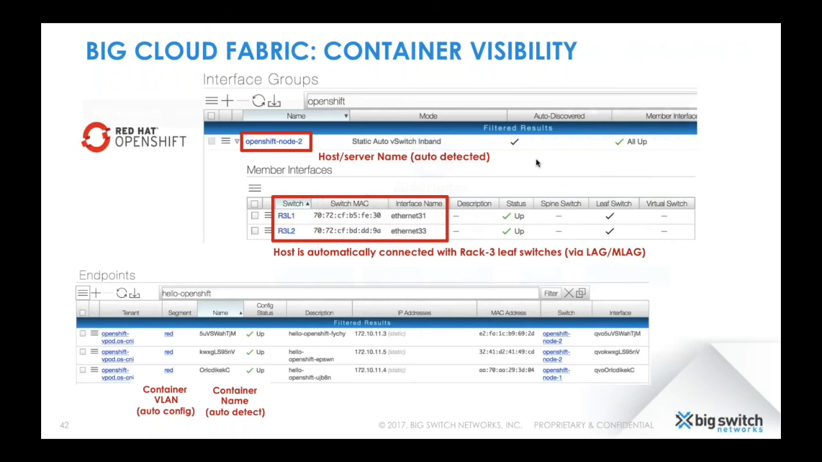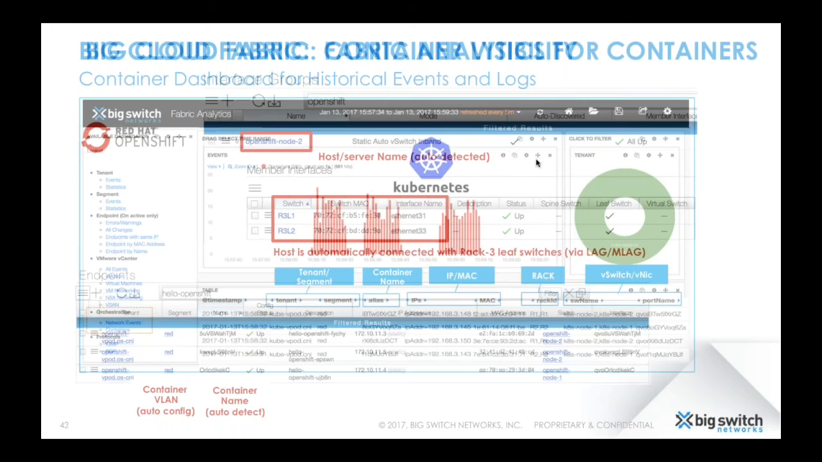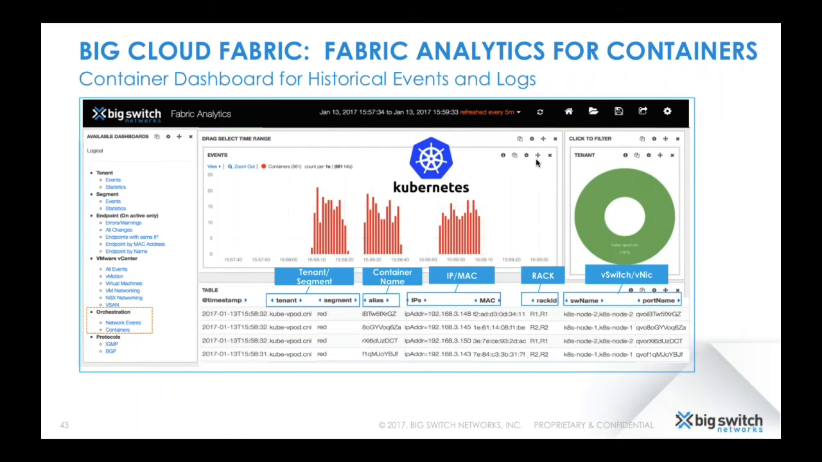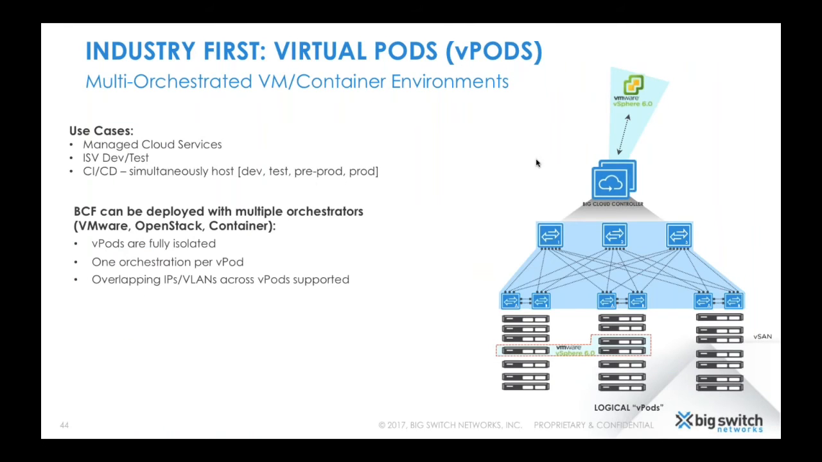And finally, analytics for containers. So if something happens at 2 in the morning, one can see these events. We have a container dashboard available in analytics. All the logs and events are captured so that you can replay for the past many days and get the information about containers and issues potentially related to containers. And finally, a really groundbreaking capability that Big Cloud Fabric provides, which really is another testament to what is next generation networking.